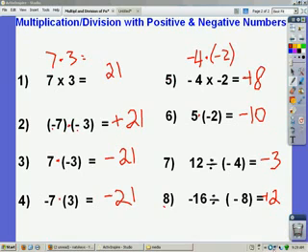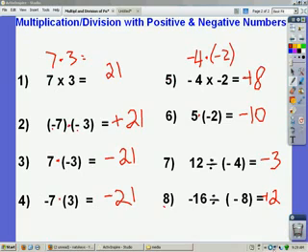Again, notice how example number 1 and example number 2 have the same answers, even though the original question was different. Example number 3, 7 times negative 3. Well, the signs are different, therefore the answer is automatically negative. So negative 21. Now, example number 4 is negative 7 times 3. Again, the answer is 21, and what kind of 21? It's negative because the signs are different.